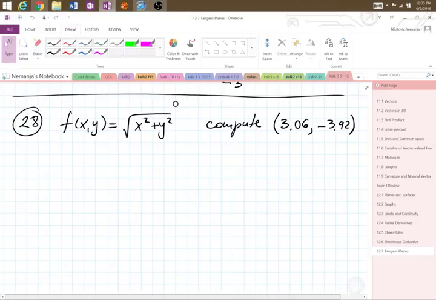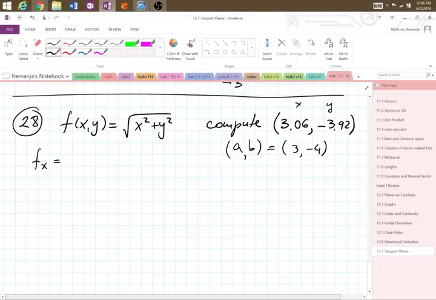So these are our x and y to compute. We have a and b as 3, -4. So we find the partial derivatives. Fx is equal to 1/2 times (x squared plus y squared) to the -1/2 times the derivative of the inside, which is 2x. Fy is symmetric.